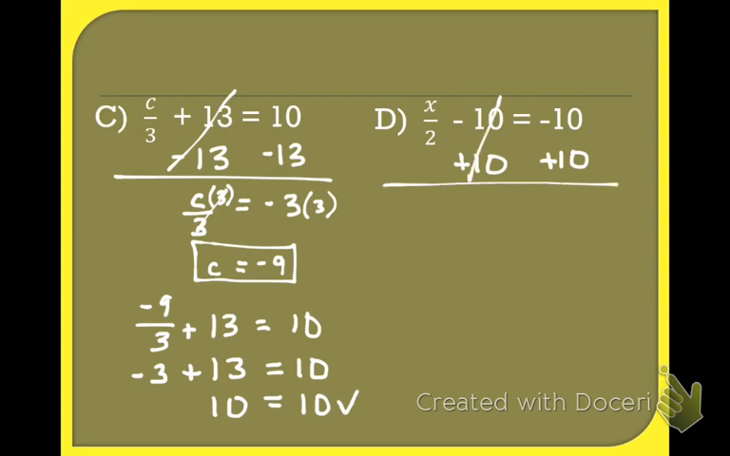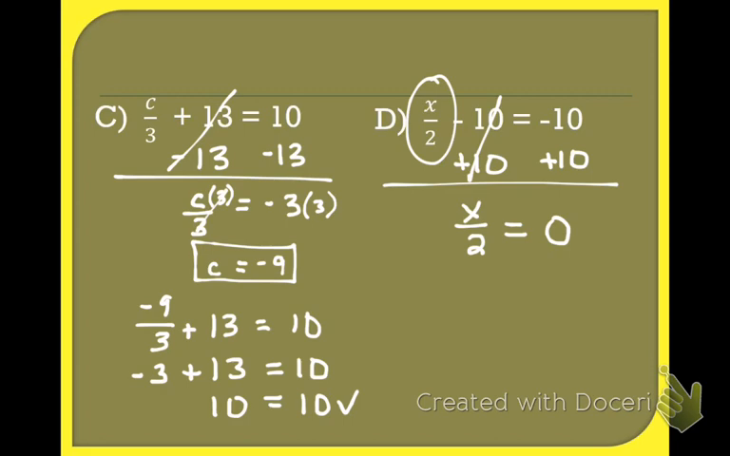This cancels out, and on this side, all I'm left with is x divided by 2 equals, what is negative 10 plus 10? 0. Okay, so I could cancel it out, but I have to put a number over here, so the number I'm going to put is 0. Okay, now notice, x is still not by itself. Divide by 2 is still attached to it. I got to get rid of divide by 2. How do I do that?